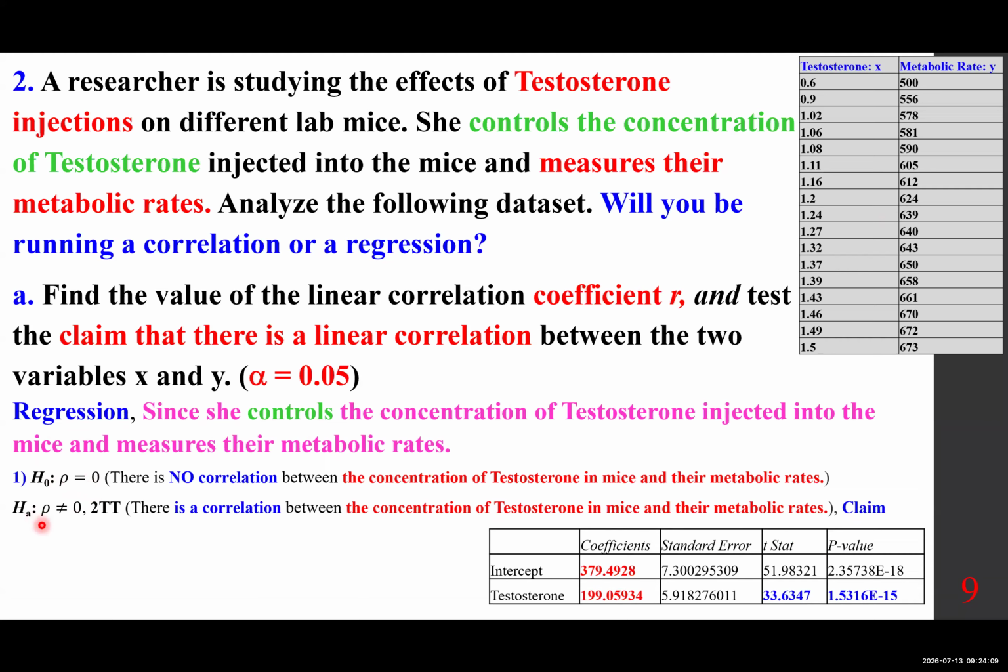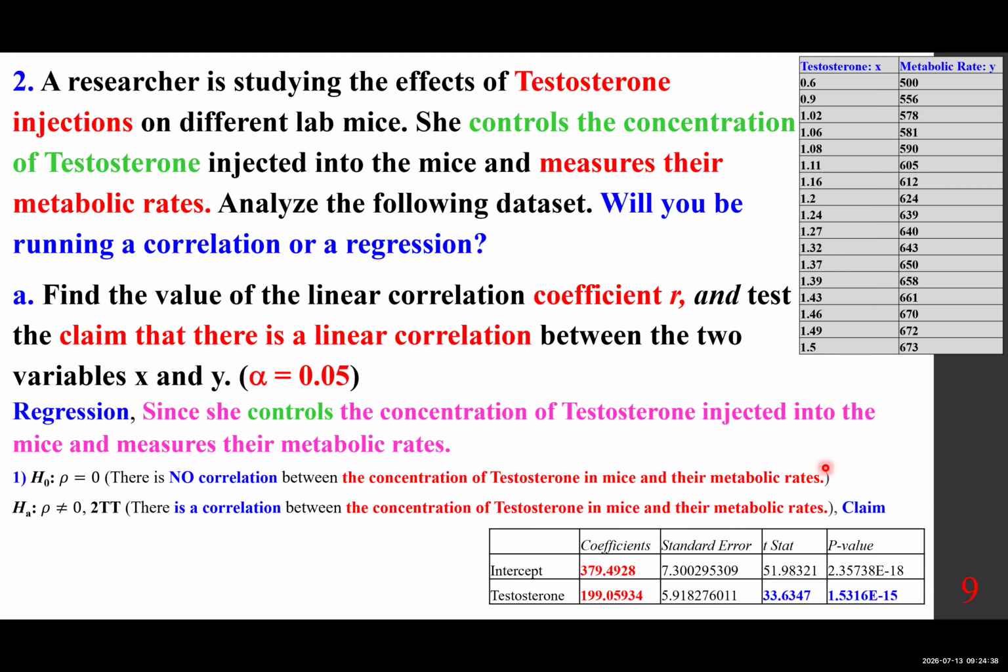HA, I've mentioned it before, either H1 or HA, rho is not equal to 0, which makes it a two-tailed test always. Now, notice if rho is 0, what it means. There is no correlation between the concentration of testosterone in mice and their metabolic rates. However, if there is a correlation between the concentration of testosterone in mice and their metabolic rates, then we get to rho not being 0.